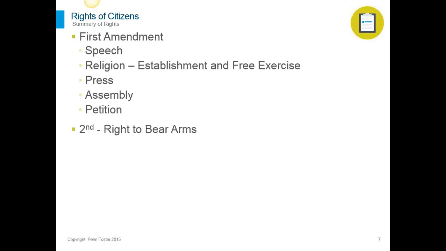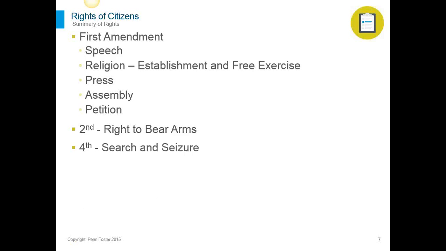Our Second Amendment also gives the right to bear arms, so people are able to keep guns in their homes as part of either their own protection or others'. Our Fourth Amendment: the next few amendments get into the rights of accused citizens. So those who are accused of crimes, these are the rights that our Constitution makes sure that people have.